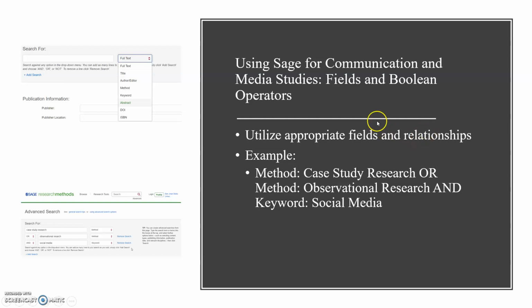So this is the example search that I did on SAGE. So here on the drop down, I chose method for the first two. And the two methods that I wanted to search for were case study research or observational research. So my results could have either one or both of those. And then I chose to connect them by the Boolean operator and as well. And I added social media as the keyword. So I wanted my results to focus on how people have done these types of research within social media, the social media field.